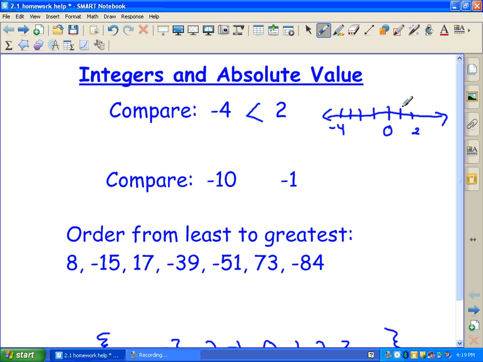Well, positives are always to the right of 0. Negatives are always left of 0. So any positive would be further right than any negative. And so a positive always is bigger than a negative.